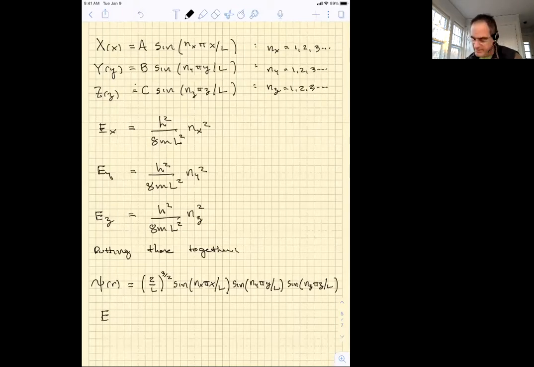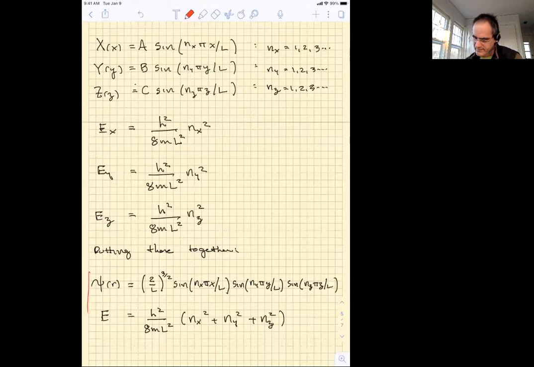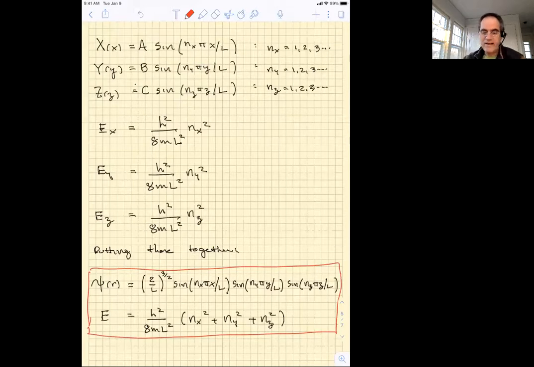And then we have a formula for the energies as well. And the energies are given by h squared over 8m L squared times nx squared plus ny squared plus nz squared. Let's put a box around these solutions. There we go. And let's stop here for a minute.